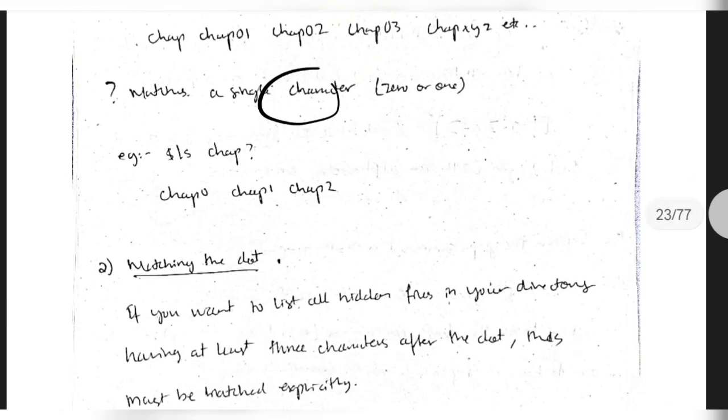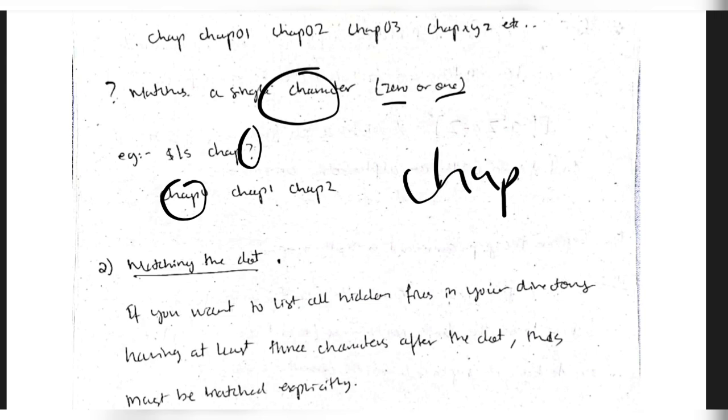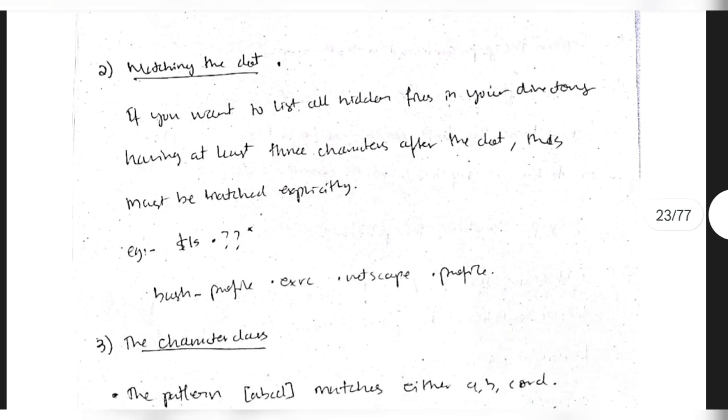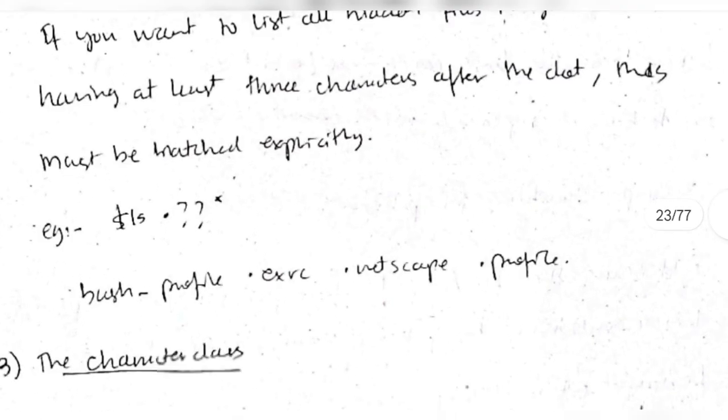Question mark matches a single character, 0 or 1, so if you write chap and question mark, either only chap will be displayed, or after chap if there is a single symbol stored as a file name, that will be displayed. That was about the question mark and star. The dot will match a single character, and it can be any character. So if you have dot and question mark, like .exrc, these are the hidden files, so those get displayed.